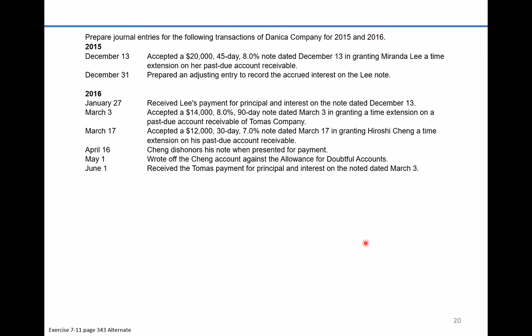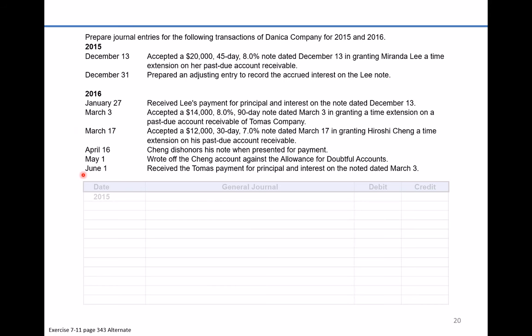Today we're taking a look at an alternate version of exercise 7-11 from page 343 of the textbook on chapter 7, reporting and analyzing receivables. We're looking at a transaction on note receivable transactions. The data shows prepared journal entries for the following transactions for Denisha Company for 2015 and 2016. The 2015 transactions were actually those recorded from the earlier problem in 7-10. That wasn't assigned. We're really going to zoom in then on just the 2016 transactions.